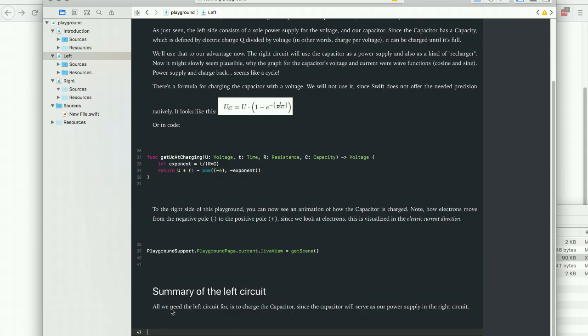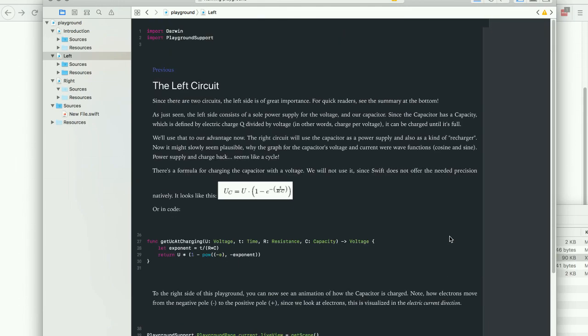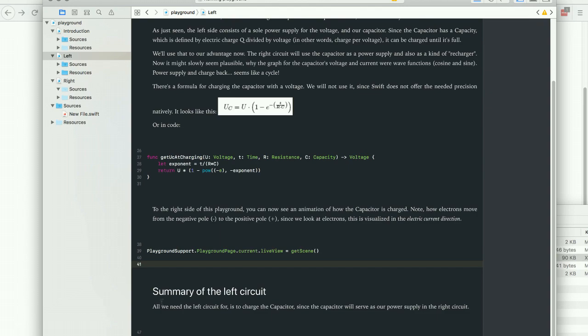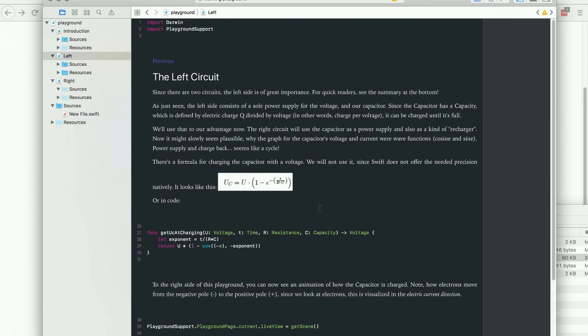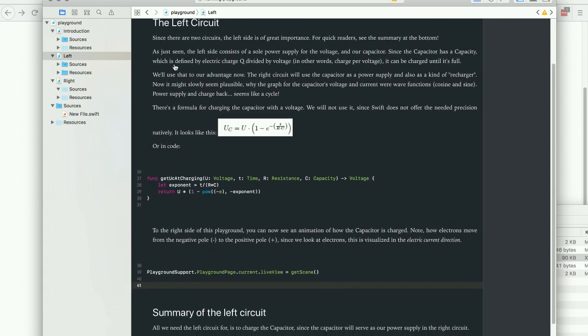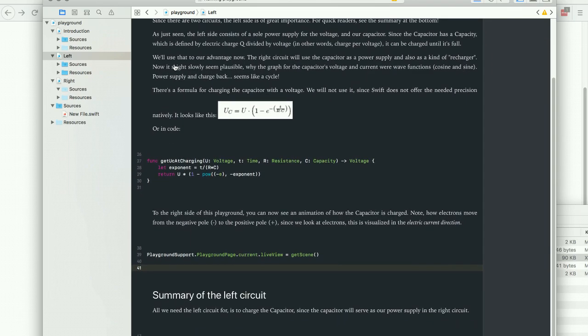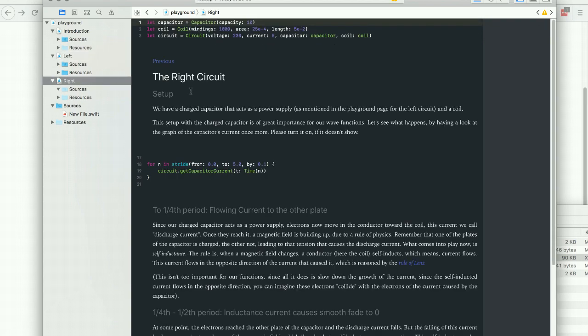I don't know if that's okay to do, but in my opinion, it was just a very educational topic, and I wanted to do it so badly that I just decided to give a shortcut if you only really have 3 minutes. All we need the left circuit for is to charge the capacitor, since the capacitor will serve as our power supply in the right circuit. And that's why I think it's not that bad that we do not have a visualization. We have the code, which sort of represents it, and all the left circuit is for is actually just to charge the capacitor. We could have just simply used the right part and presupposed that we have a charged capacitor. So that's alright in my opinion.